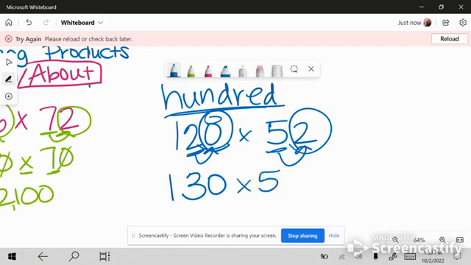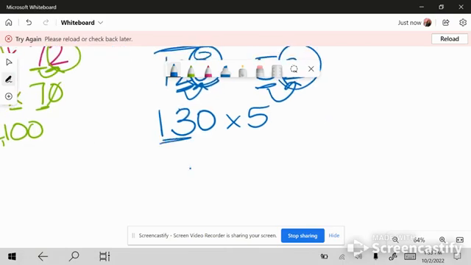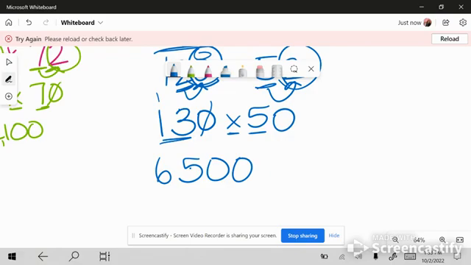So just like we did in our mental math video, we would then just need to multiply our 13 times our 5. So 5 times 3 is 15. Carrying that 1, 5 times 1 plus 1, 6, 65, 1 0. Oops, 2 zeros. And done.